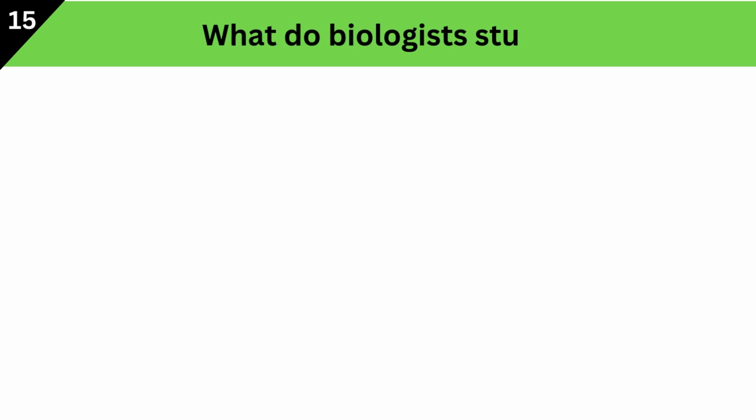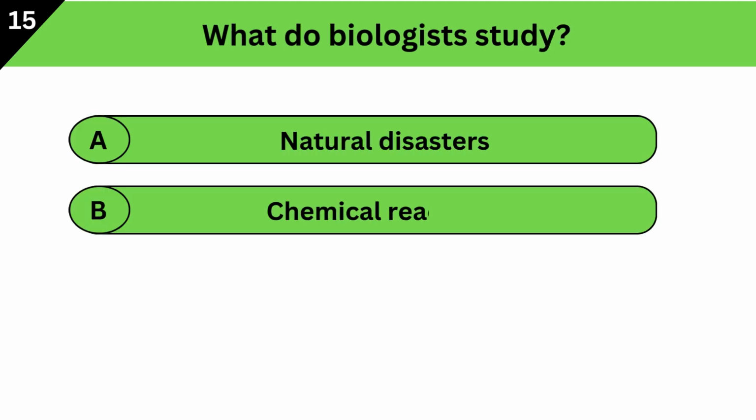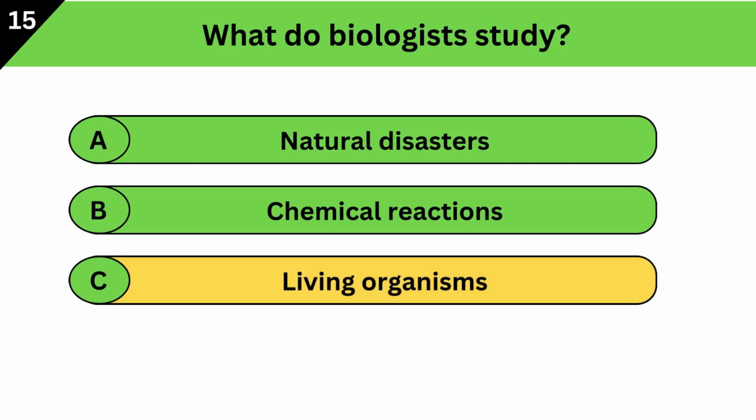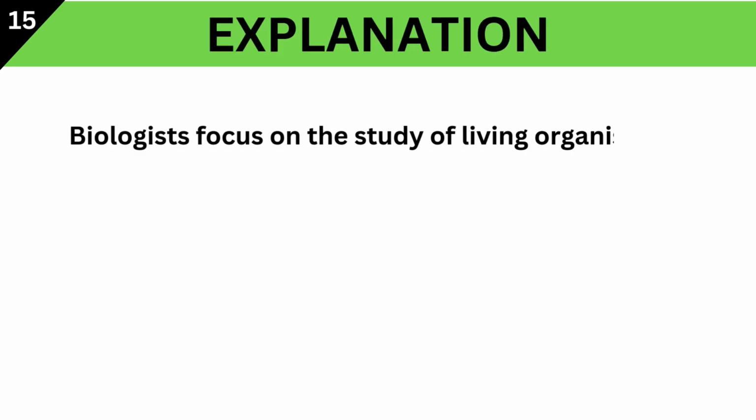What do biologists study? Option A, natural disasters. Option B, chemical reactions. Option C, living organisms. Correct answer. Explanation. Biologists focus on the study of living organisms.